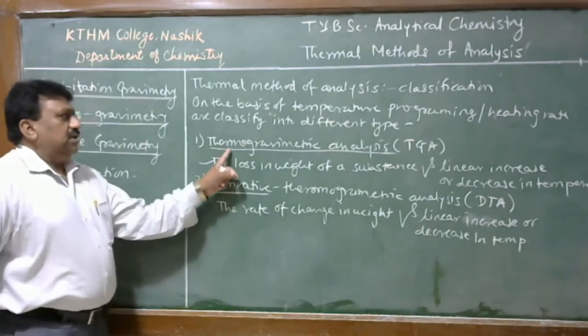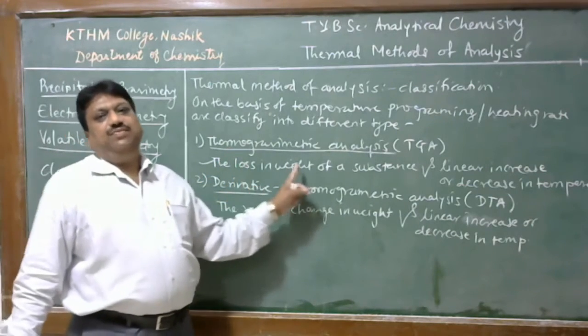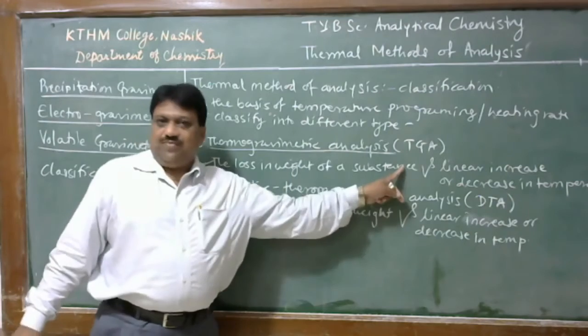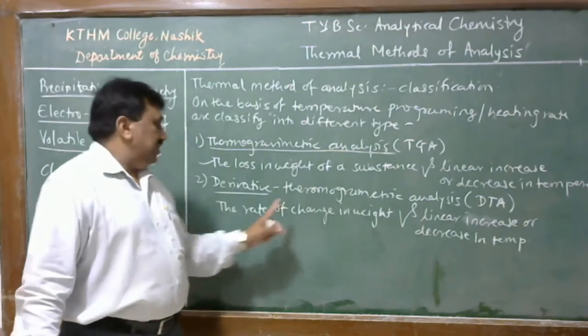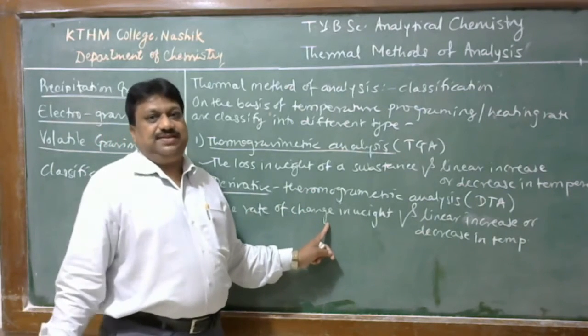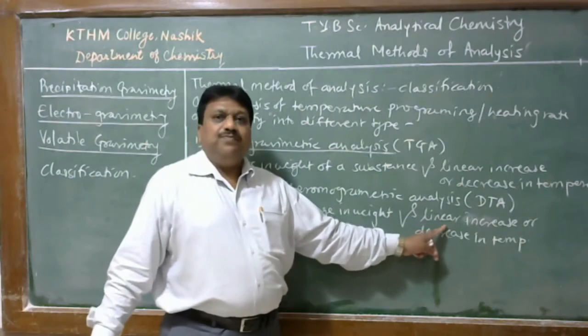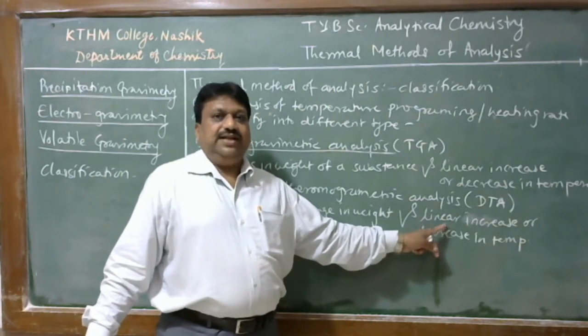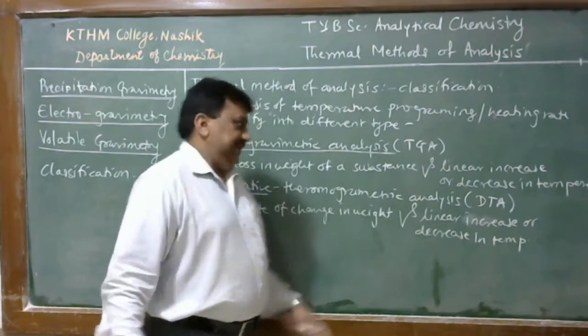Therefore, thermogravimetric analysis is only related with recording loss in weight as a function of temperature. In derivative thermogravimetric analysis, the rate with which that weight loss takes place will be recorded as a function of temperature. That is, the change in temperature may be increased or it may be decreased.